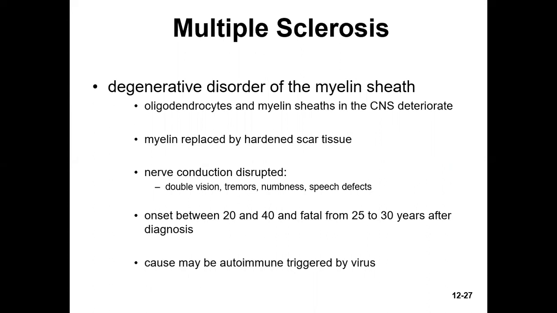So what happens when the scar tissue builds? The nerve conduction doesn't happen correctly. So this is when a person may get double vision and tremors and numbness and speech deficits, but also trouble walking. And humidity tends to be really hard for a person with MS. Temperature stresses on the body. And clearly humidity is not only temperature, it's moisture, right? The typical onset is between the ages of 20 and 40. It can be fatal from 25 to 30 years after diagnosis.